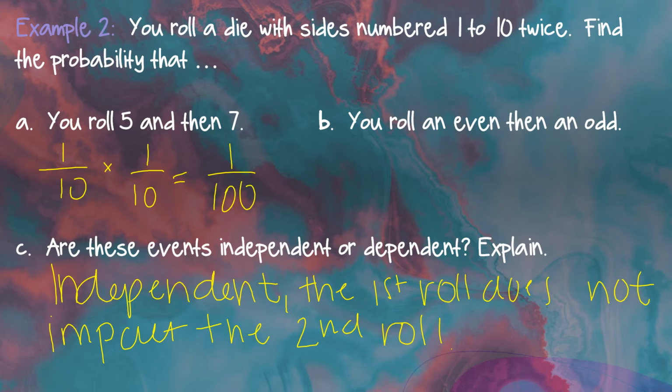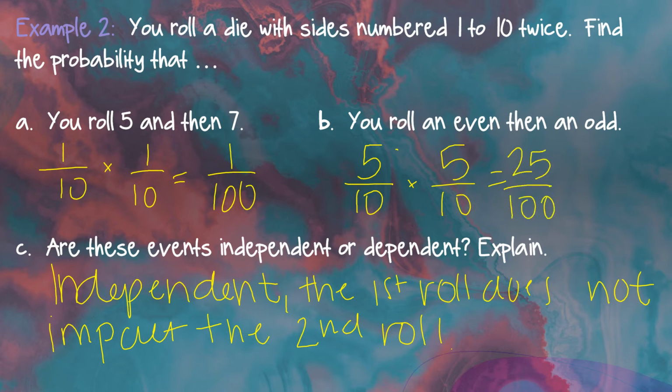Okay, what about you roll an even and then an odd? Rolling an even, there are 5 out of 10 possibilities: 2, 4, 6, 8, 10, and then an odd is also 5 out of 10, so we're going to multiply those together, which gives us 25 out of 100, which simplifies to 1/4. So it's significantly more likely that you would roll an even and then an odd compared to rolling a 5 and a 7, because there are more ways to get evens and odds, whereas there's only one specific way to get a 5 and one specific way to get a 7.